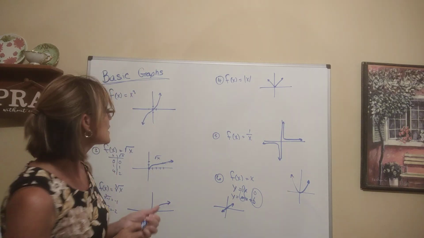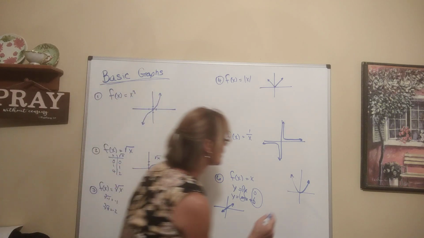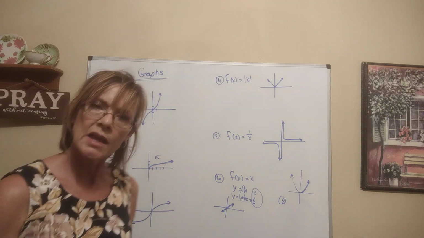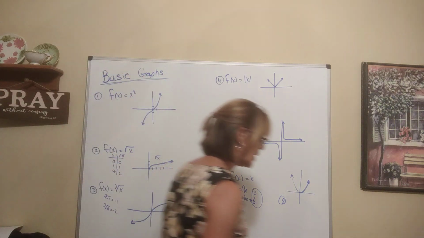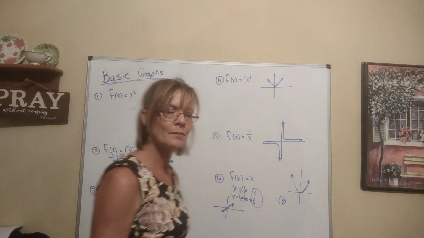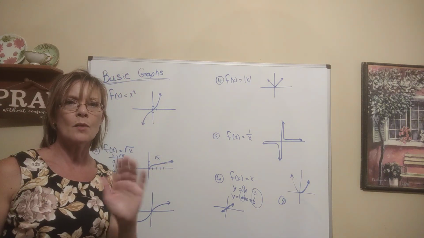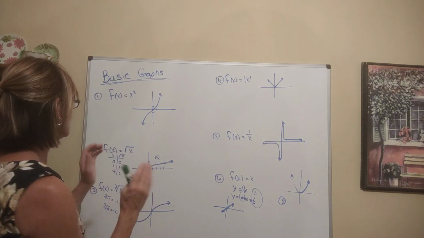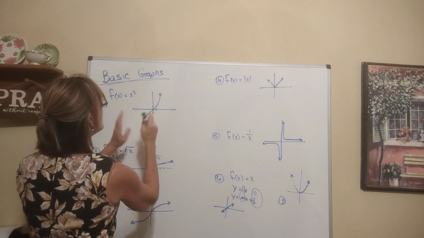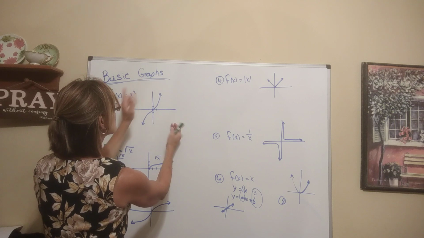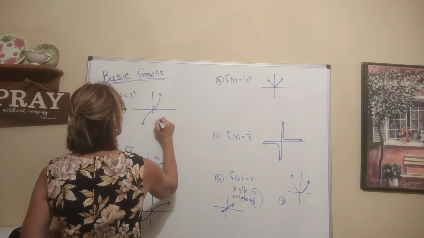So let's go through these 7 graphs. I'll call him number 7, and we're just going to give them a label. Are they even? You don't have to do anything except have a look at them. Look at the graph and say, does it look the same way on both sides of the y-axis? Well, here, no, because I don't see anything on this side. I would see a mirror image, so this is not even.